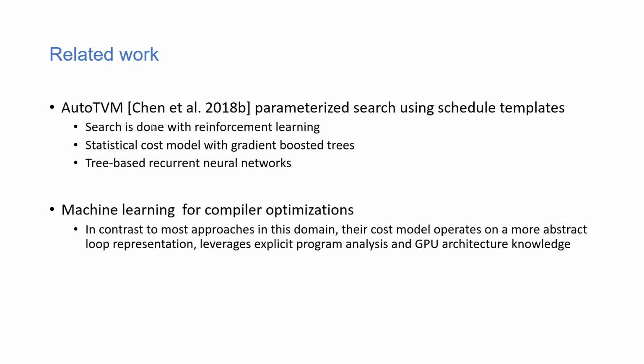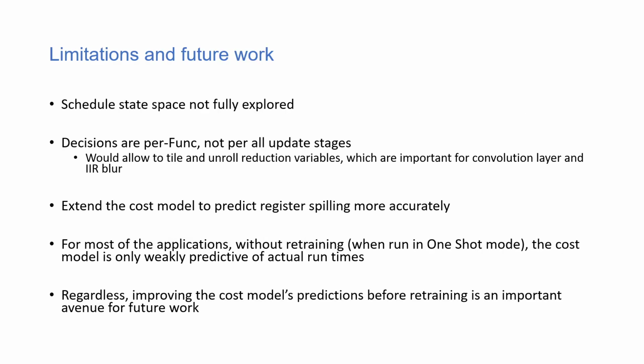They mention an interesting work on AutoTVM, which uses parameterized search over schedule templates, and they use reinforcement learning, a statistical cost model, gradient boosted trees, and tree-based recurrent neural networks. And compared to other machine learning approaches, this work uses a more abstract loop representation, explicit program analysis, and GPU architecture knowledge. Here are some of the limitations and future work.